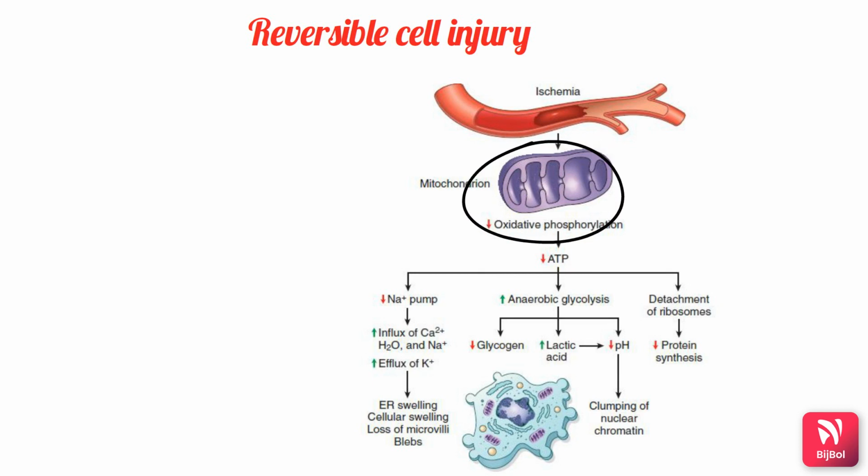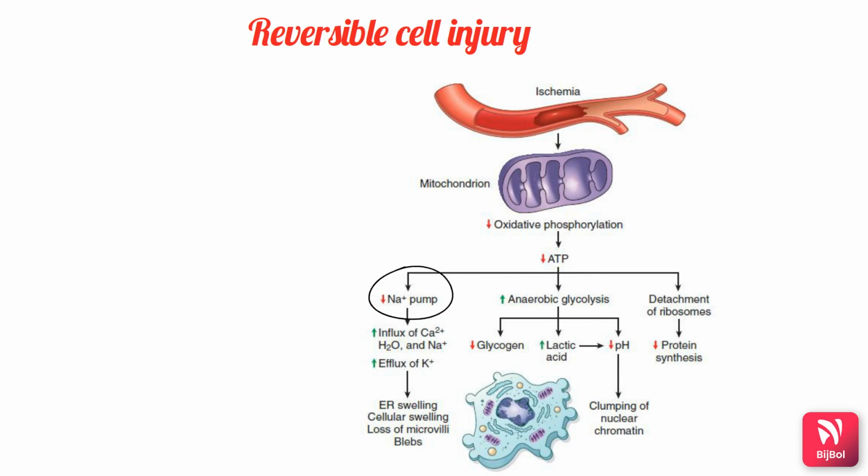So mitochondria is a major organelle which helps in production of ATP by a process called oxidative phosphorylation. As there is mitochondrial damage, there will be decreased oxidative phosphorylation, which results in decreased ATP. All this that we are discussing is the pathogenesis of reversible cell injury. Because of this decreased ATP, there are various consequences.